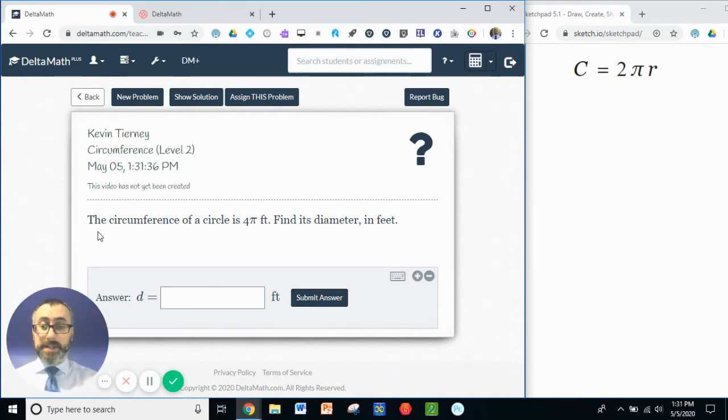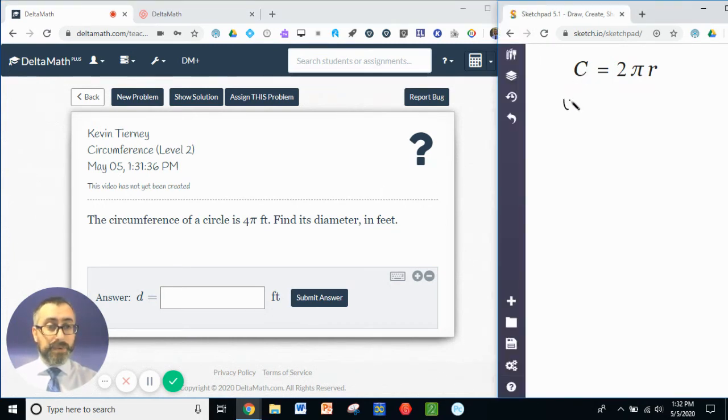Okay. The circumference of a circle is 4 pi feet. Find its diameter in feet. Let's plug what information we have into the formula. We know the circumference is 4 pi feet. So over here, I'm replacing the C with 4 pi. That equals 2 pi r. 4 pi equals 2 pi r.